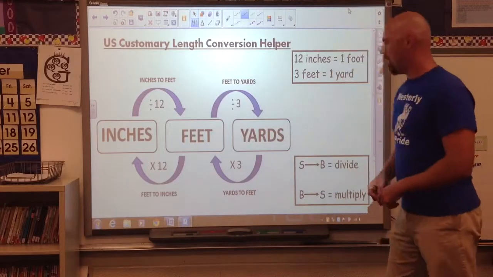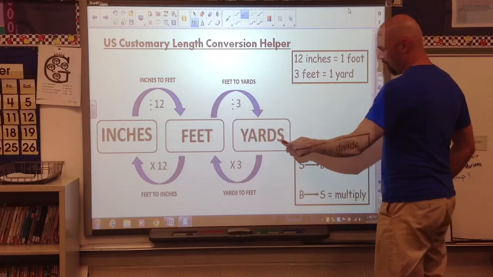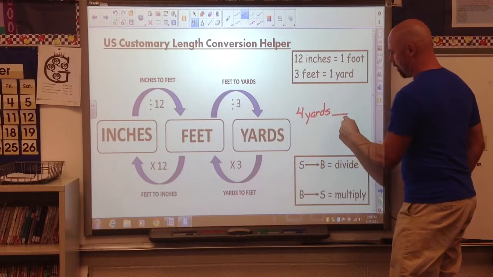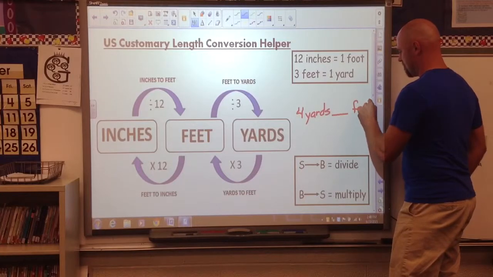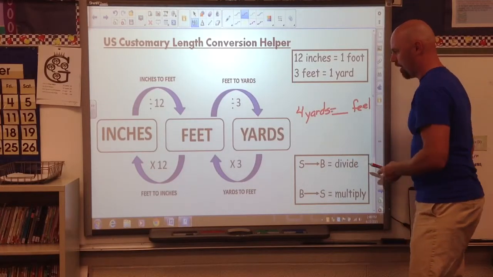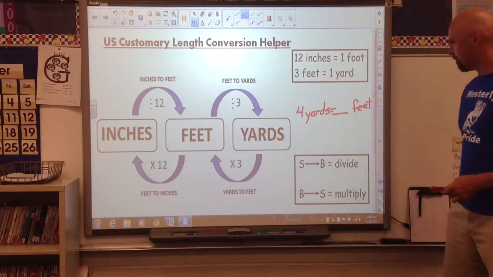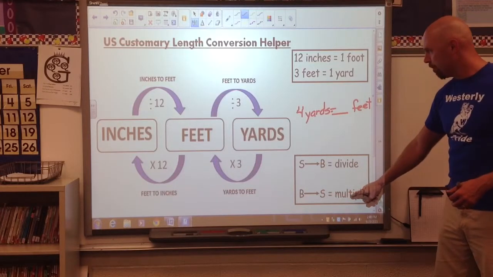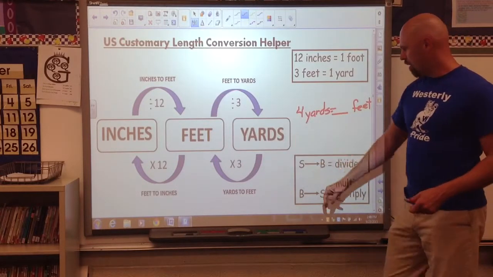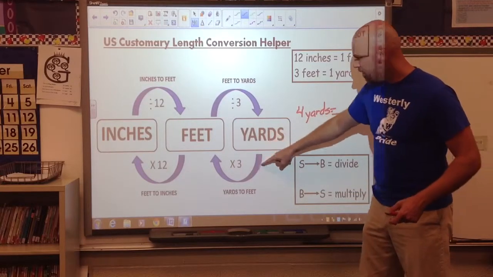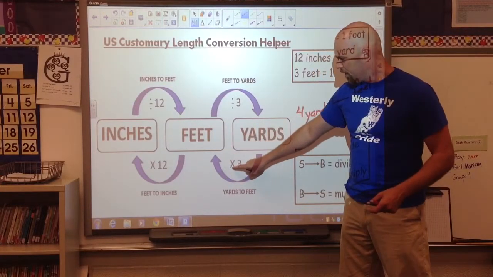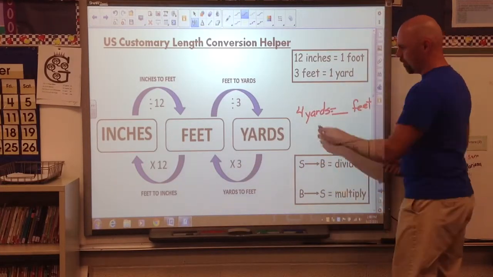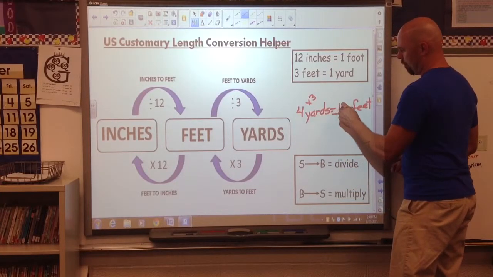Okay? So let's just go with 4 yards. And I want to know how many feet that's going to be. Okay? 4 yards equals how many feet? Well, let's take a look. Yards are bigger than feet. I'm going from big to small, so I'm going to multiply. But I can also use this chart to help me out. I'm going from yards, and follow the arrow, I'm going from yards to feet, and that means I'm going to multiply. And I'm going to multiply by 3, because there are 3 feet for every yard. So when I do 4 times 3, I end up with 12 feet.